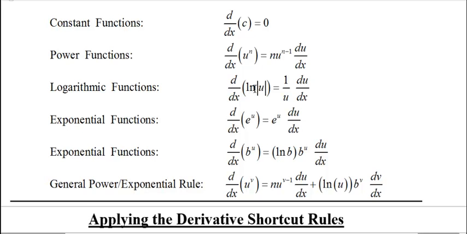The derivative of the log of absolute value of u is 1 over u times the derivative of u. If you didn't have the absolute value, that would be just 1 over u du as well, but we would have to make sure that u was a positive number. We'd have to put that restriction.